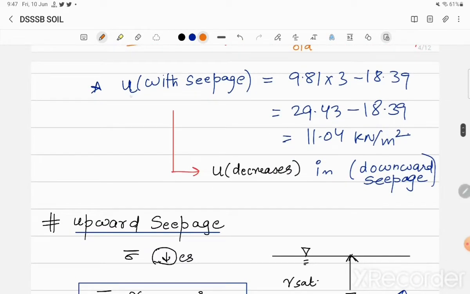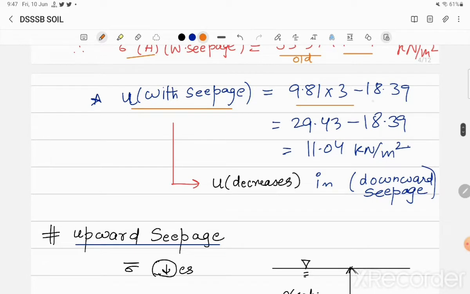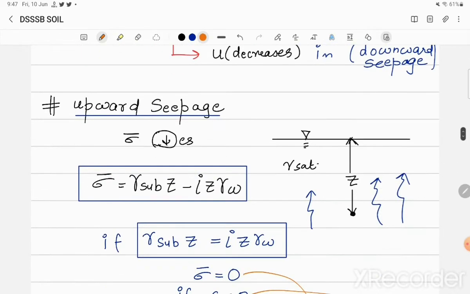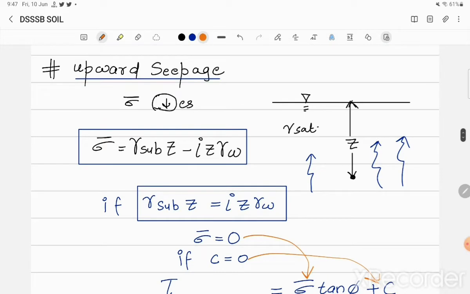Now if you see the pore water pressure, earlier it was simply 9.81 into 3, but with downward seepage it decreases. It decreases from 29.43 to 11.04. Hence pore water pressure decreases in downward seepage. Now consider upward seepage, where water flows from bottom to the top of the soil.